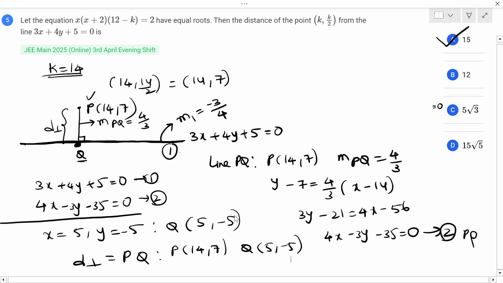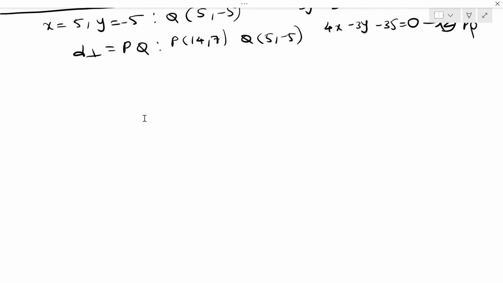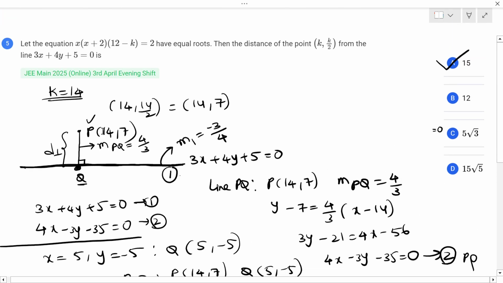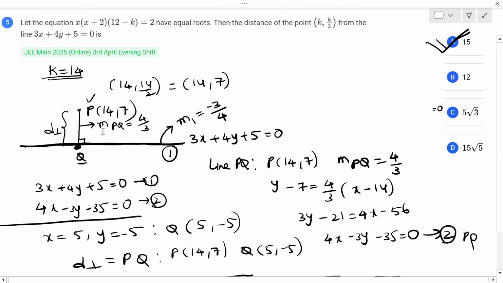How to find the distance between the 2 points? The distance between the 2 points PQ is the square root of x2 minus x1 whole square, that is 5 minus 14 whole square, plus minus 5 minus 7 whole square. Minus 5 minus 7 whole square would be minus 9 whole square, 81, plus minus 12 whole square, 144, which is the square root of 225. How much is this? 15. So d perpendicular is equal to 15. Again we got the same answer, that is option A, 15 is the correct answer.